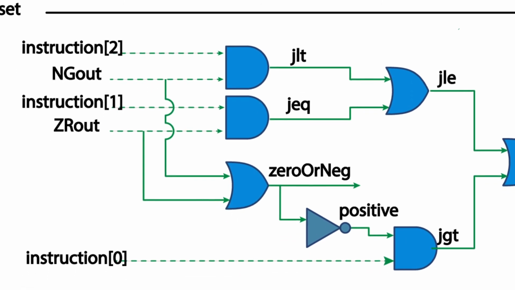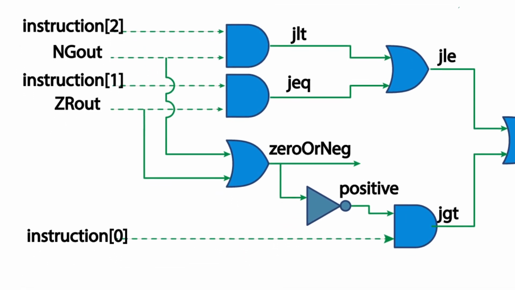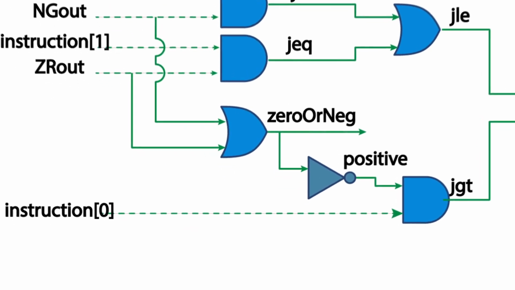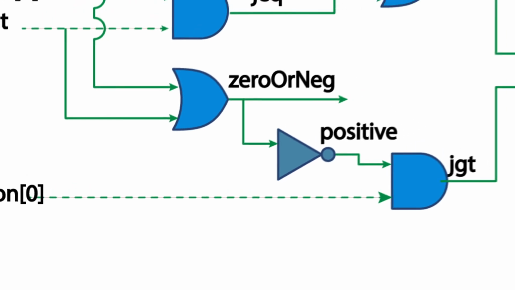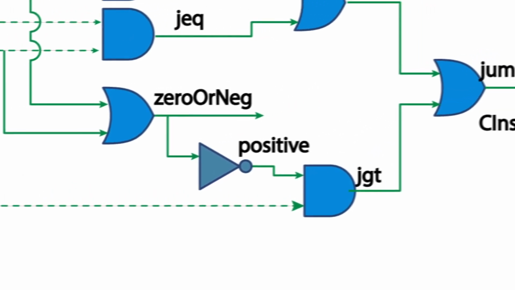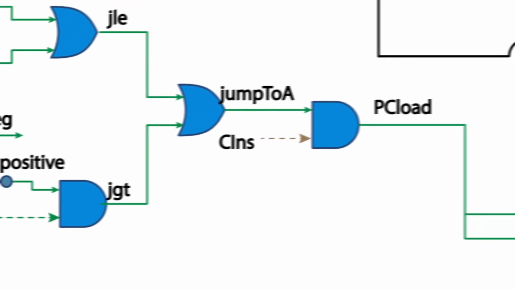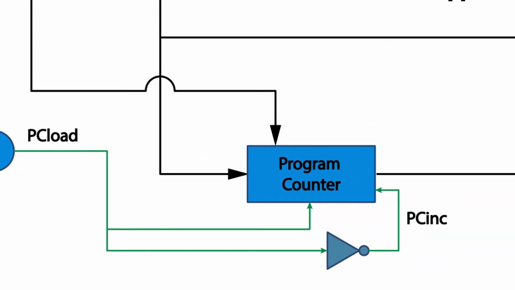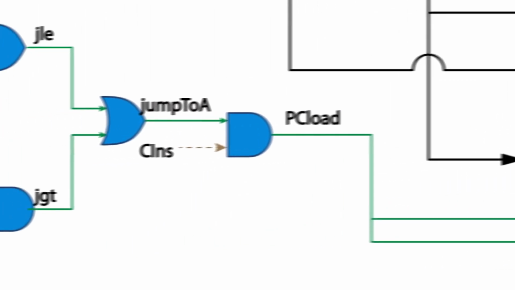A NOT gate inverts 0 or neg to output 1 on the positive bus if neither ZR out nor NG out are 1, meaning the input to the ALU must be positive in this case. The positive bus and instruction 0, J3, are combined in an AND chip, which outputs 1 to the JGT bus if both inputs are 1.